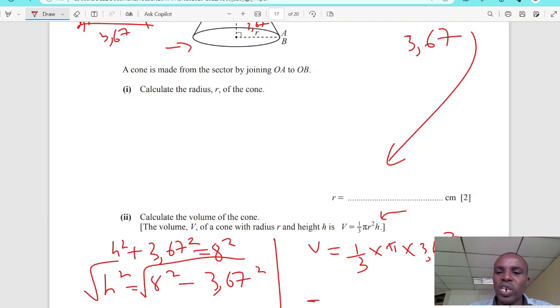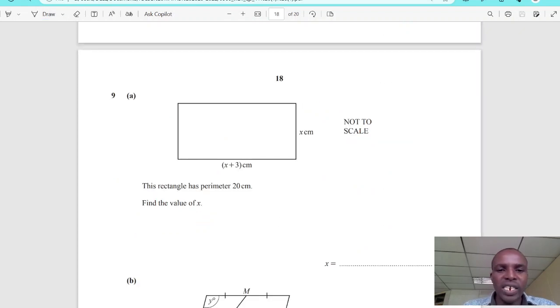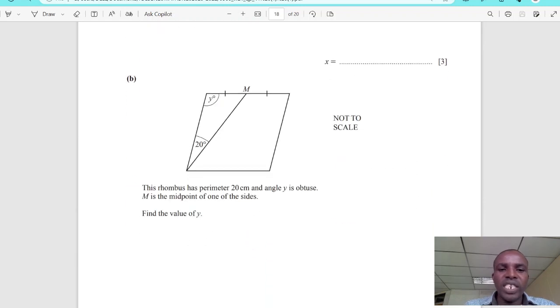Then you punch in your calculator: 7.11 times 3.67 squared times pi divided by 3 is 100.2871. To 3 significant figures, it will be 100 cubic centimeters. So that will be the volume. Just like that. Please take note of that part.